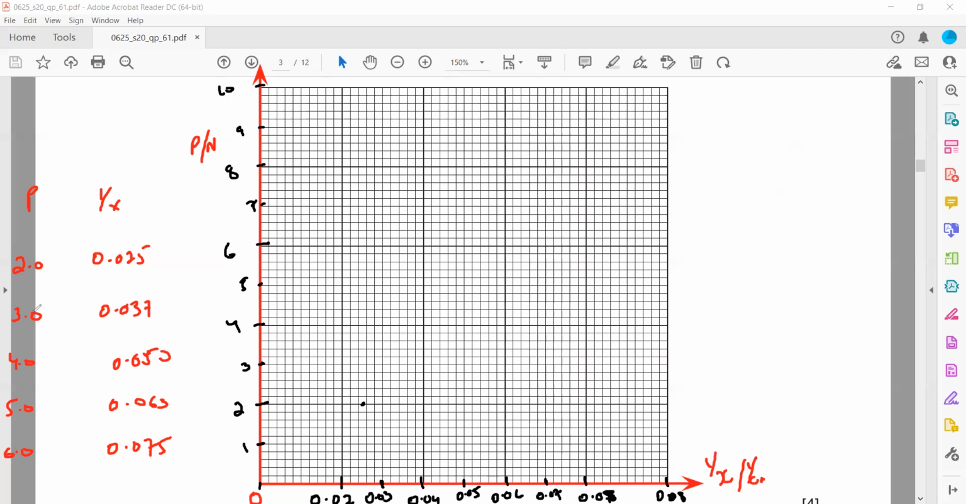Now, the second value, 3 and 0.037. So this is 0.032, 34, 36, 38. So between them will be 37. So this is the point. Then 4 and 0.050, 4 and 0.050. This is the point. Then 5 and 0.063, 5 and 0.063. So this is 5, 0.062, 0.064. So this will be 0.063. And then 6 and 0.075. So 6 and 0.075.